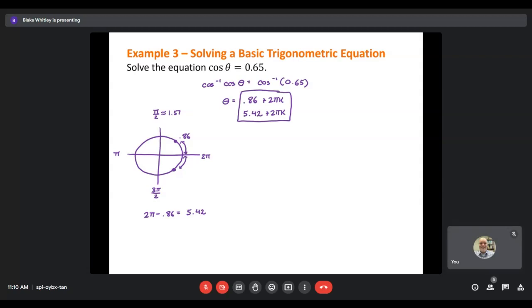Now, another way to think about this is that because our value in the first quadrant is 0.86, we could have also just said, well, this should be the same distance, but in the negative direction. So we could make it a negative 0.86. If you wanted to write this answer that way, that's perfectly fine, because negative 0.86 plus 2 pi k is exactly the same as 5.42 plus 2 pi k. Because if I just add 2 pi to the negative 0.86, it's going to give me 5.42 anyway, right? So that'll give me exactly the same solution. So I will take it either way that you want, just make sure that you're finding that second one somehow.